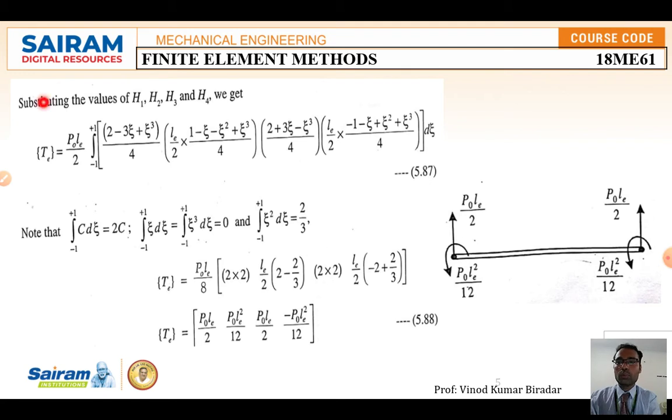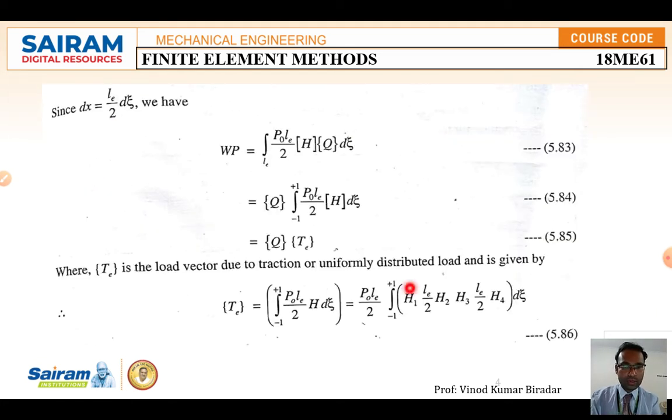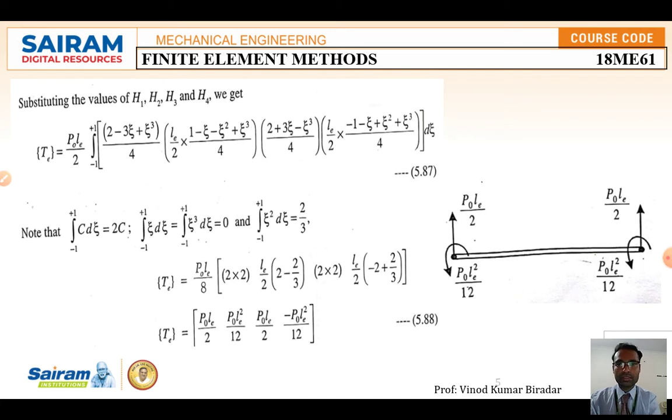Now substitute the values of H1, H2, H3, H4. We already derived the Hermite shape function values, so H1 is equal to this, and so on. Substitute those values in the previous equation. So T is equal to P naught Le by 2, the integration from -1 to +1. After substituting the H1, H2, H3 values we derived previously, wherever H1, H2 appear, you are going to get this. Now we can integrate it.